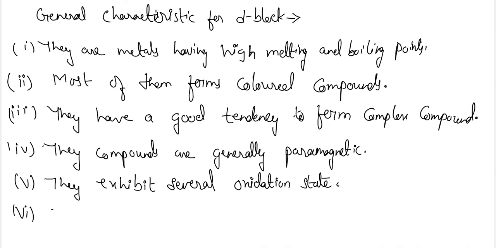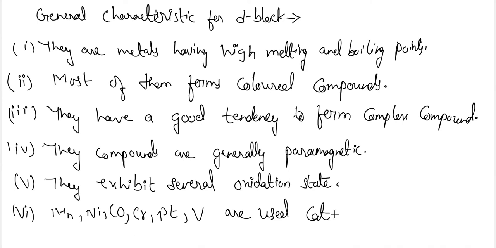Most of the transition elements such as manganese, nickel, cobalt, chromium, platinum, vanadium are used as catalysts. They are very good catalysts. The transition elements are termed the best catalysts among all the other elements. The last block is the F block elements.